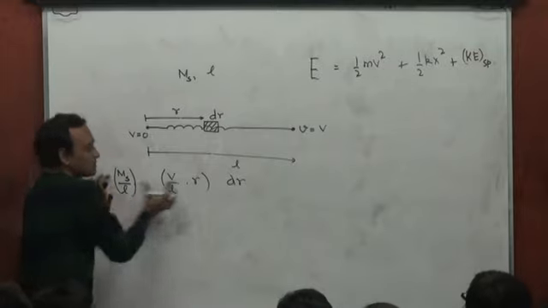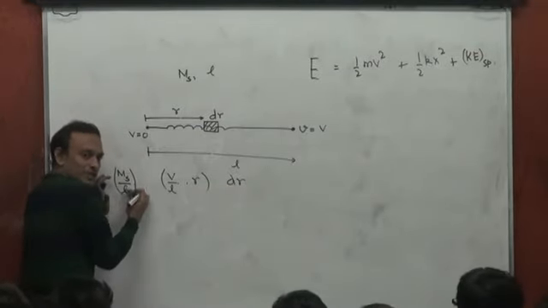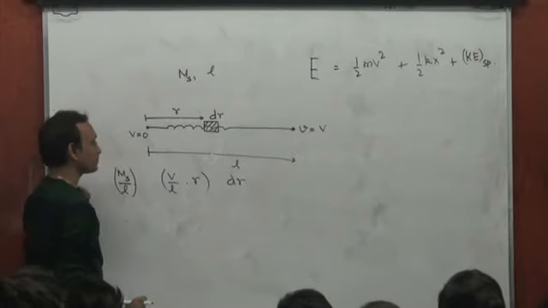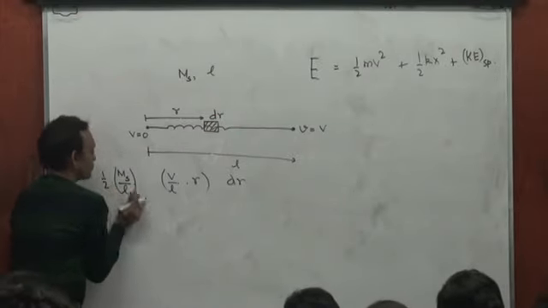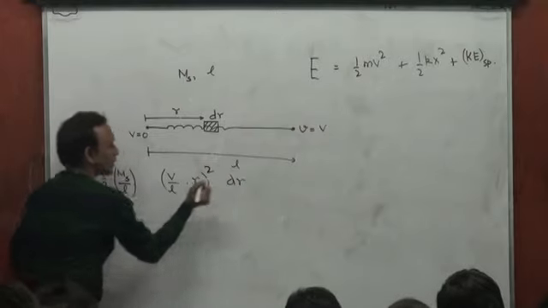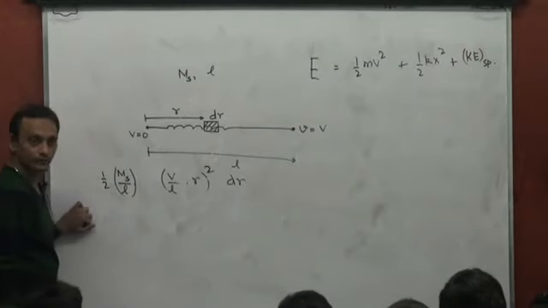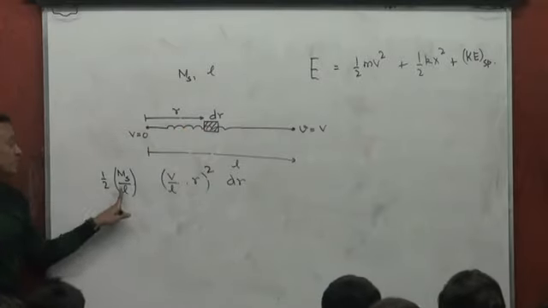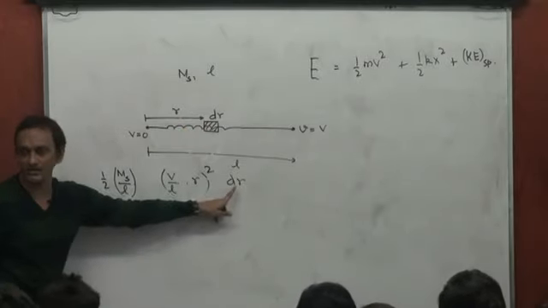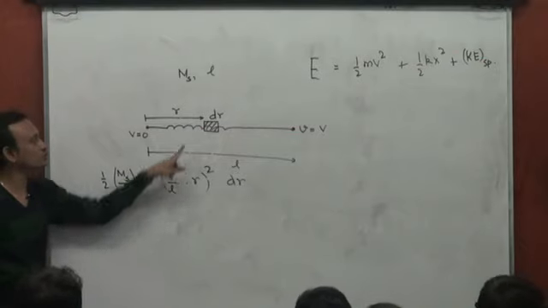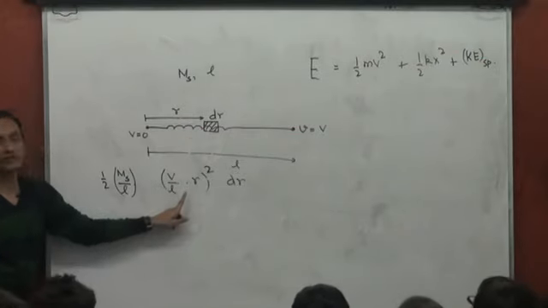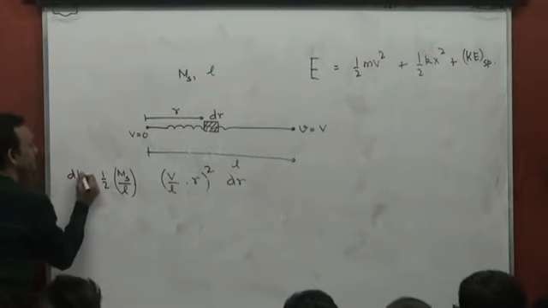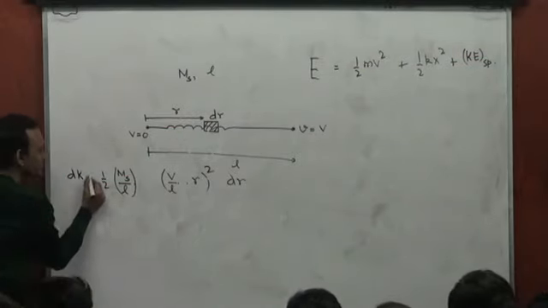That's a mass, this into dr is the mass. This is mass per unit length into the length of this segment, which is the mass of this segment. Now, half of this into this is the mass into the square of the velocity. That's the kinetic energy of this segment. ms by L into dr is the mass. Half of the mass into the square of the velocity of this element will be the kinetic energy of this element, dK. That's the kinetic energy of this element.